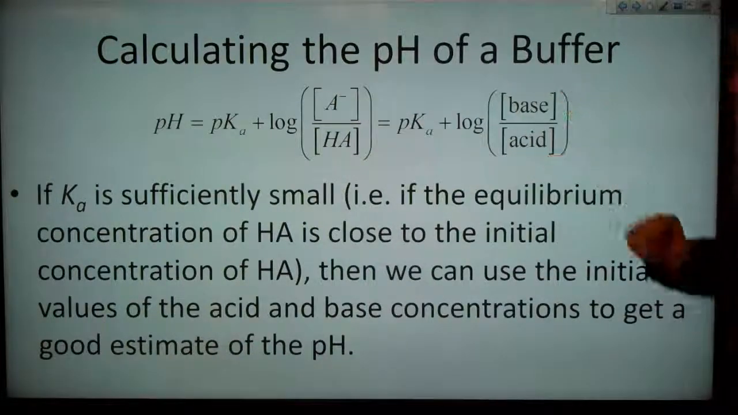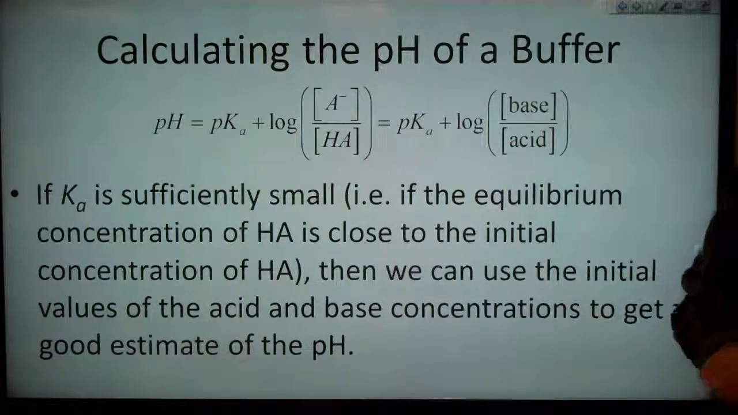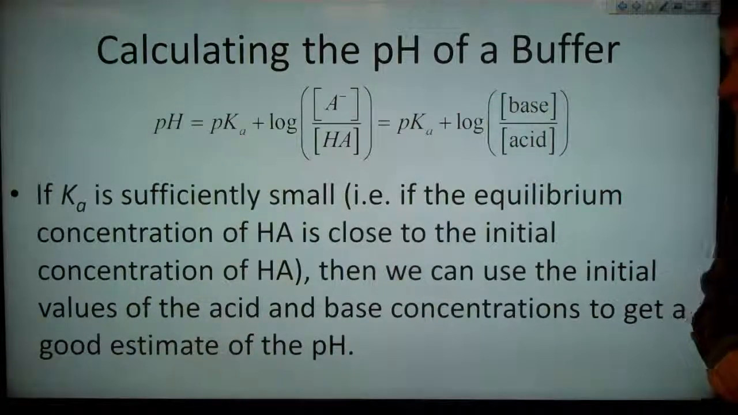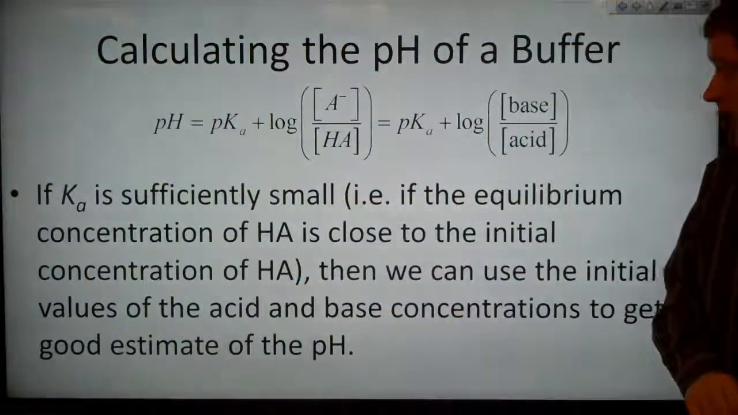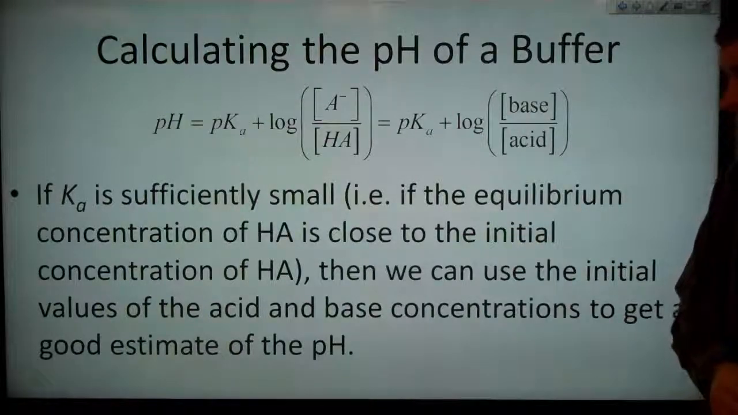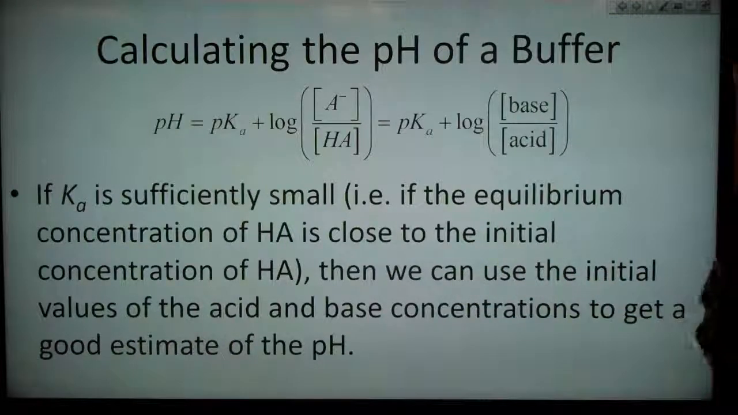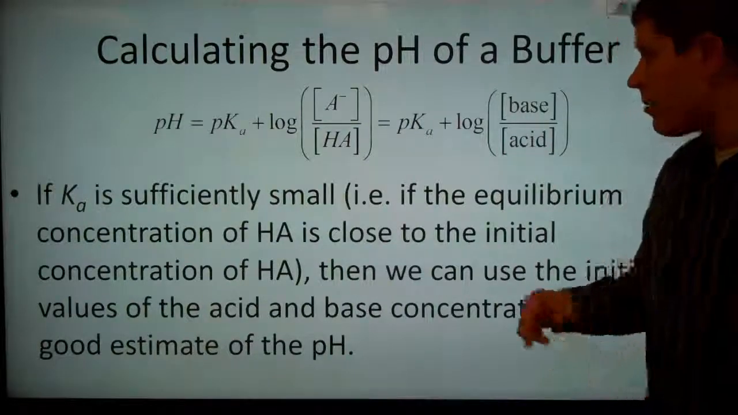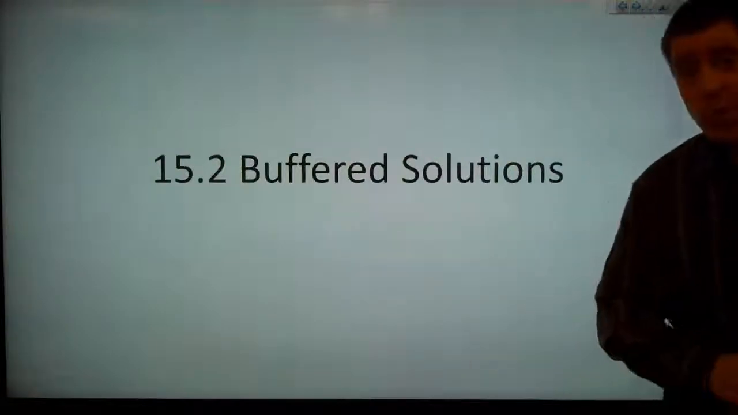So again, here is the Henderson-Hasselbalch equation. You should memorize that equation. That's a very important equation in chemistry and biochemistry. So if Ka is sufficiently small, which means the equilibrium concentration of HA is close to the initial concentration of HA, then we can use the initial values of the acid and base concentrations to get a reasonable estimate of our pH. So that was buffered solutions.